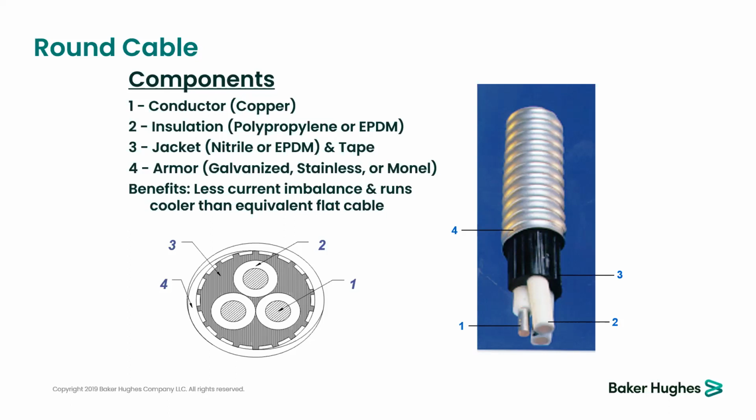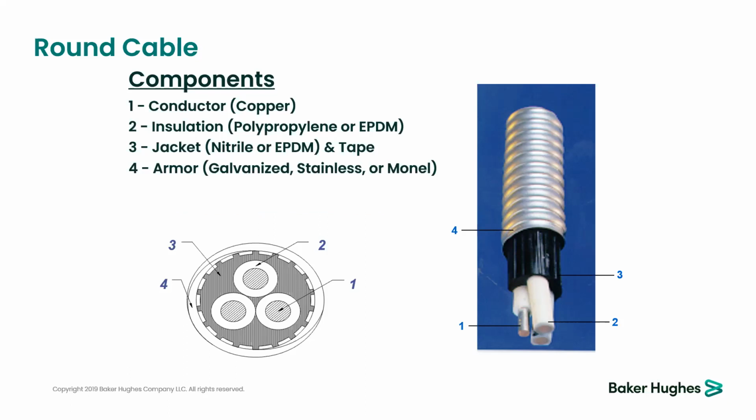The most common material nowadays in the oil industry is the EPDM. The EPDM is used in the jacket and in the insulation material as well, and each one of those materials has a temperature limitation as well. The conductor will be copper for sure. Okay, so this is a schematic of the components for a round cable.